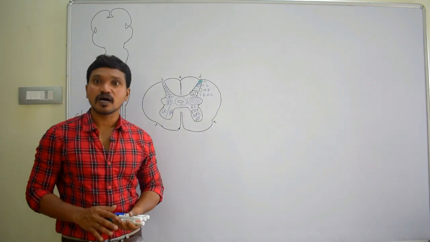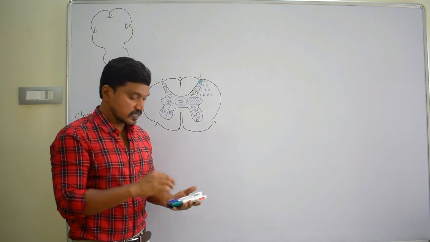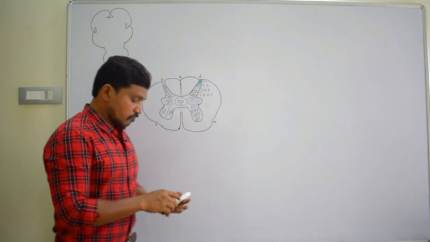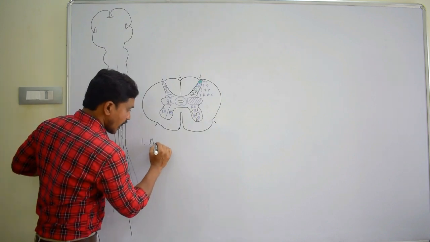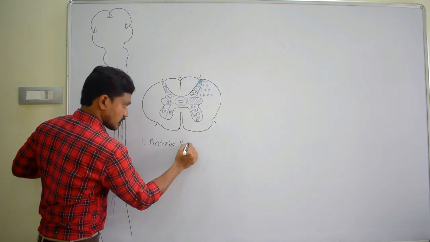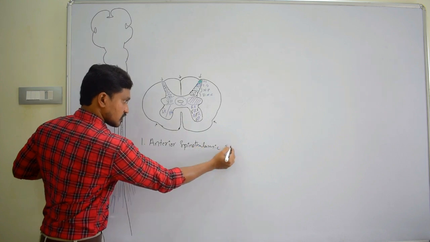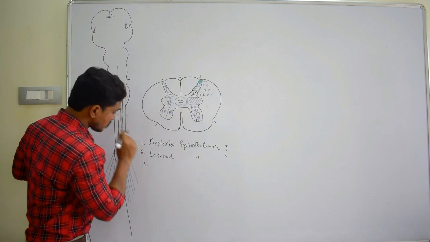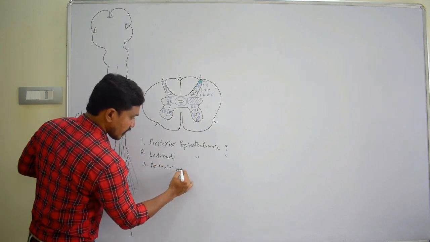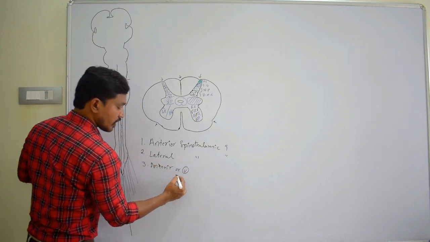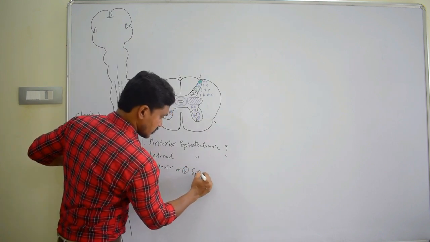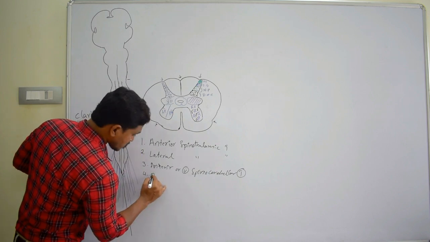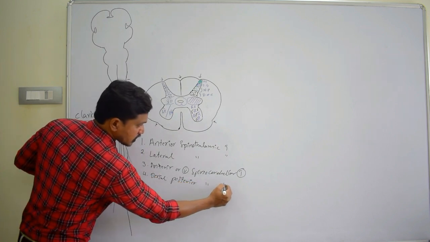Now we will discuss the tracts, the ascending tracts. See here, different types of ascending tracts are there. We will discuss one by one. First, anterior spinothalamic tract. Second one is lateral spinothalamic tract. Third one is anterior or ventral spinocerebellar tract. Fourth one is dorsal or posterior spinocerebellar tract.